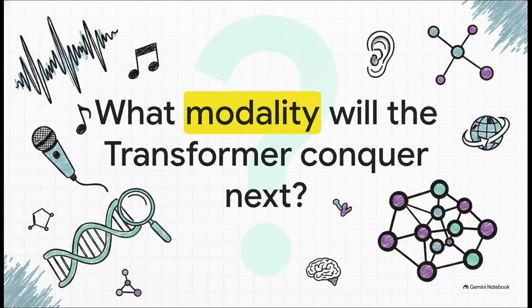So I'm going to leave you with this final provocative thought to ponder today. If this single, elegant architecture has already conquered both human language and computer vision using the exact same underlying math, what hidden patterns in our world will it unlock next? Audio? DNA sequences? The possibilities are quite literally boundless.